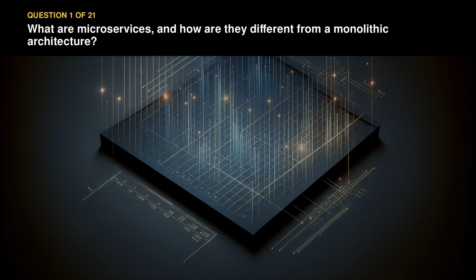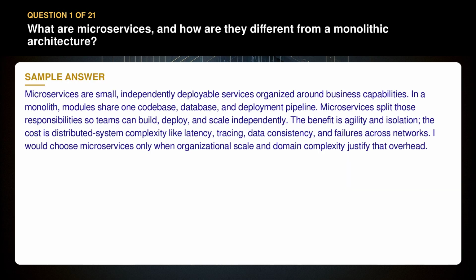Question 1. What are microservices, and how are they different from a monolithic architecture? Microservices are small, independently deployable services organized around business capabilities. In a monolith, modules share one codebase, database, and deployment pipeline. Microservices split those responsibilities so teams can build, deploy, and scale independently.